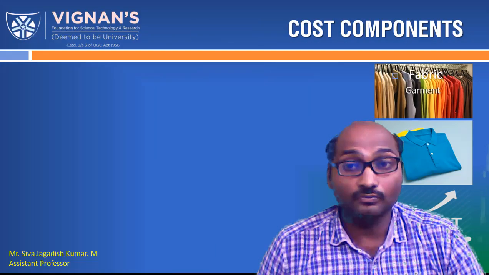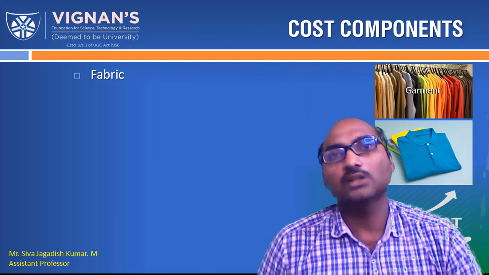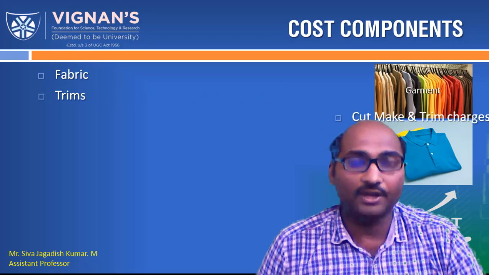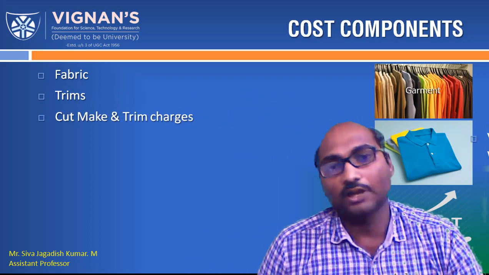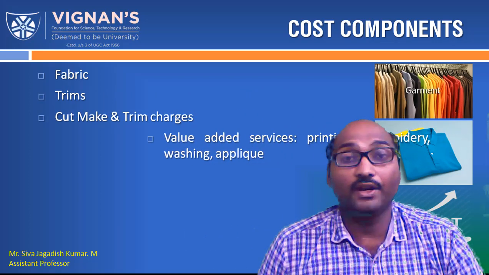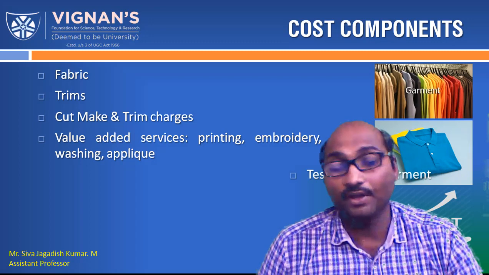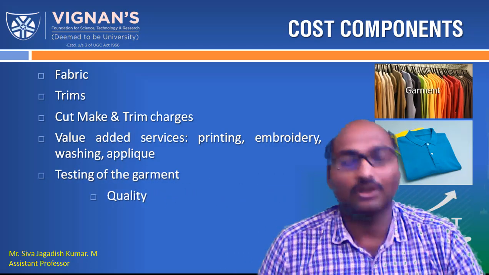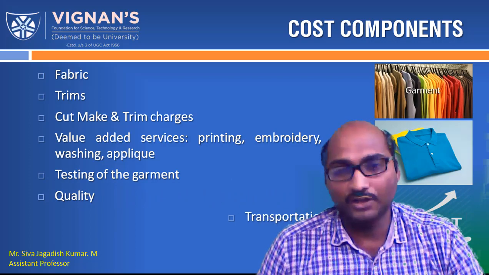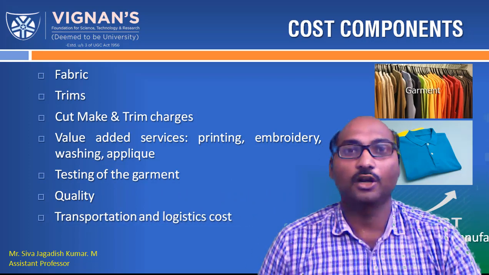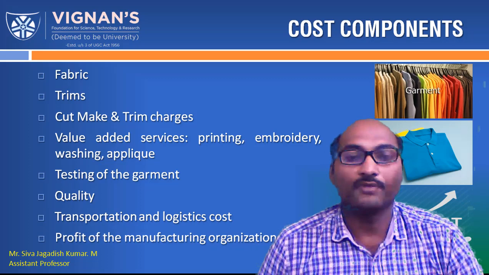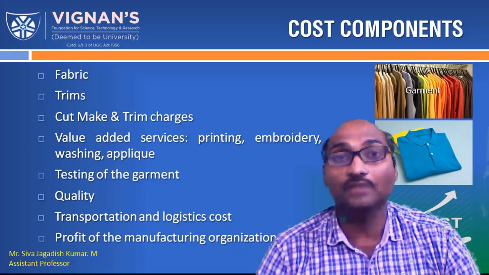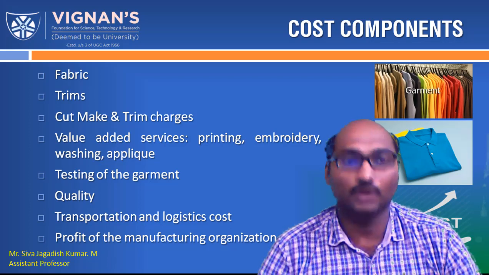If you see, the cost components of any garment are fabric, trims, cut and make charges, then value added services if you need, such as printing, embroidery, washing. Then testing charges, quality charges, transportation and logistics charges, and profit of the manufacturing organization. These are the various components of the cost sheet.